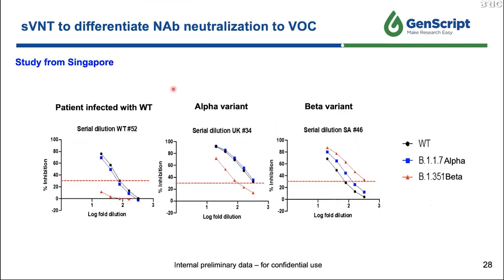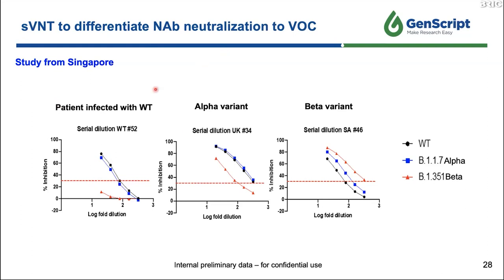So coming back to the SVNT technology. Just now I mentioned that we can replace the original wild type RBD with the variant RBD to detect the neutralizing antibody against the variant. So here I would like to share some data that we obtained using such a method.